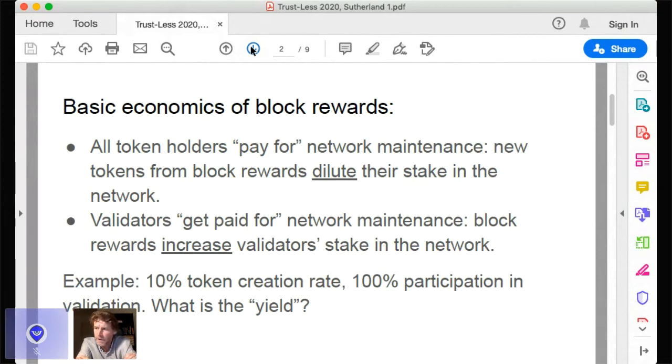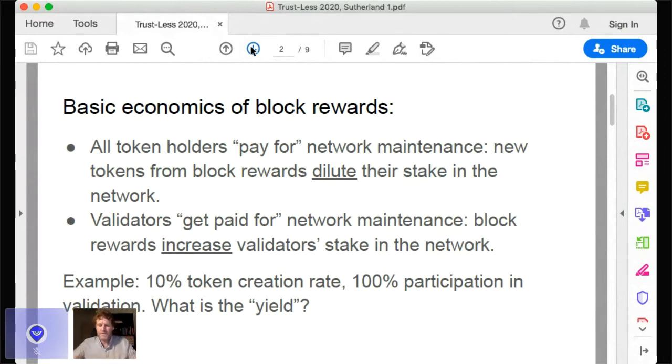And what's important about proof of stake is that because these block rewards are distributed by definition among those who have a stake, both the token holders who are affected and the validators who benefit from this redistribution are in part the same people. So you end up, in a sense, transferring stake to yourself.